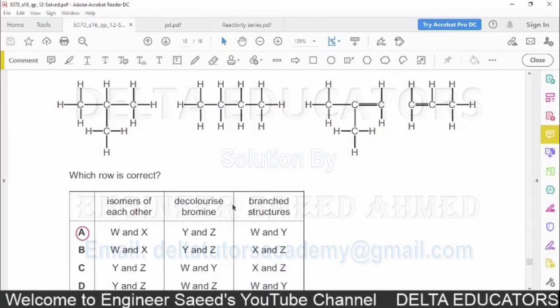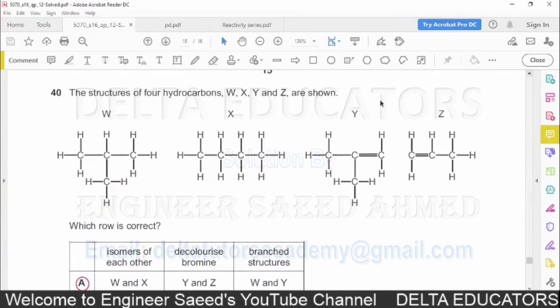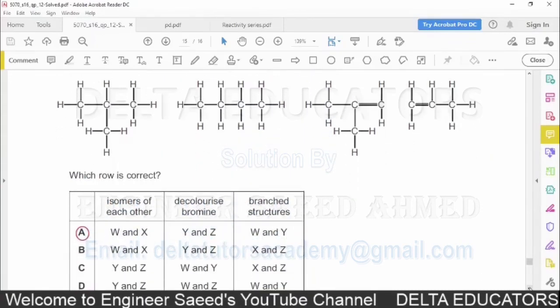In the second column it is given decolorizes bromine. Alkene decolorizes bromine but alkane does not decolorize. So here we have to check which compounds are alkenes. Here Y and Z have a carbon-carbon double bond. So Y and Z are alkenes. So Y and Z will decolorize bromine. Now Y and Z is given in option A. So our correct option is option A.